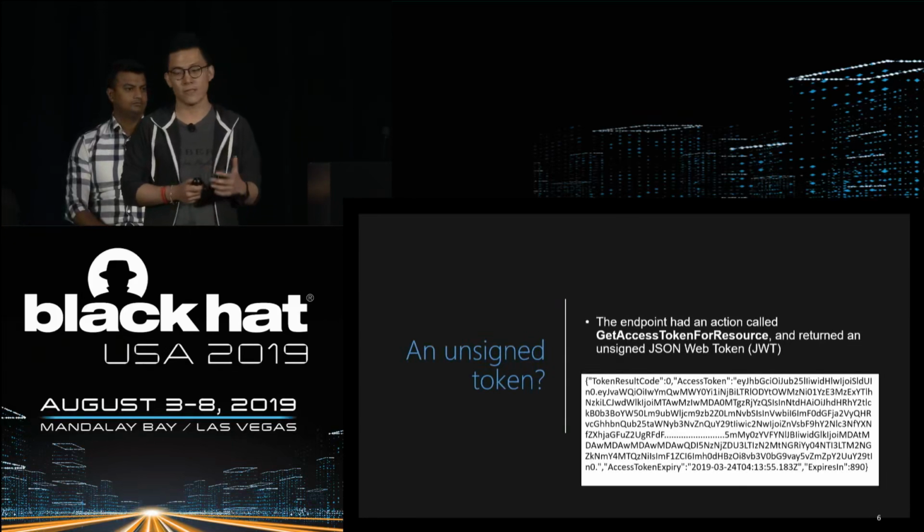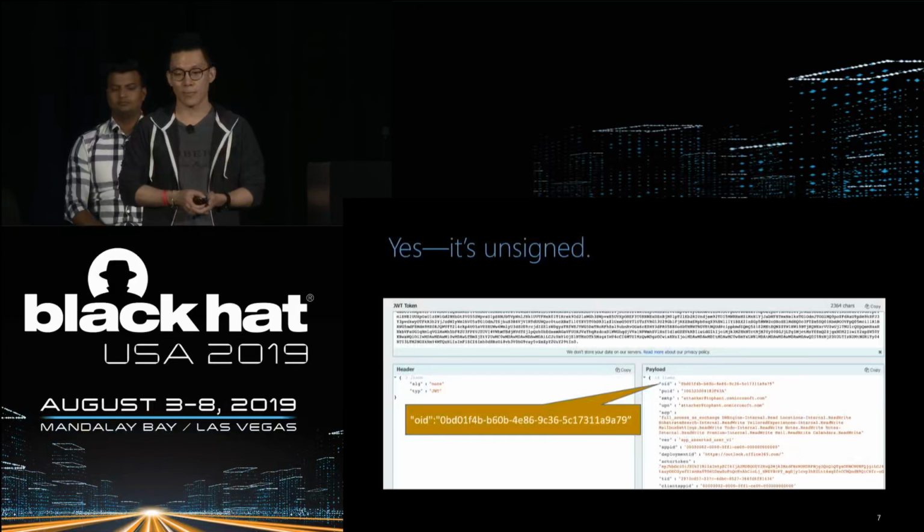And it turns out, indeed, this endpoint will return a JSON Web Token that is unsigned. So we can see in this screenshot that the algorithm part is none. And we got a lot of information, a lot of data in the payload part, which we will get to in a few slides later.